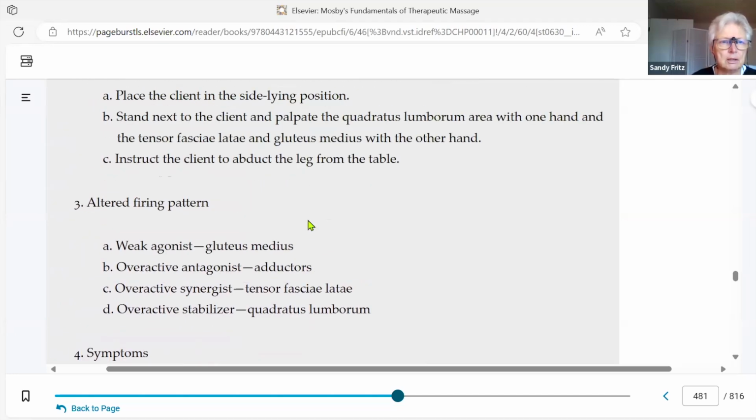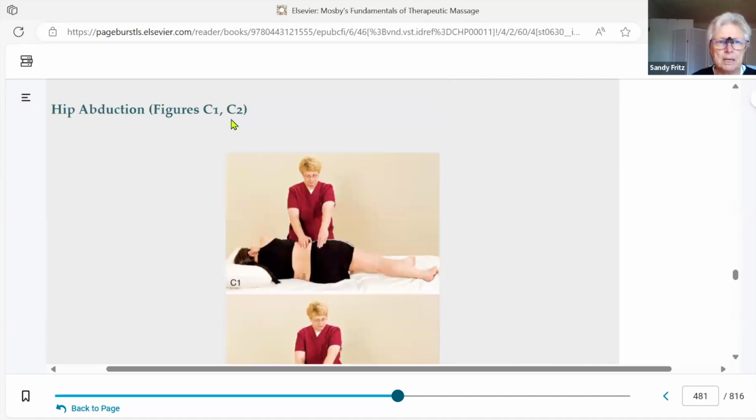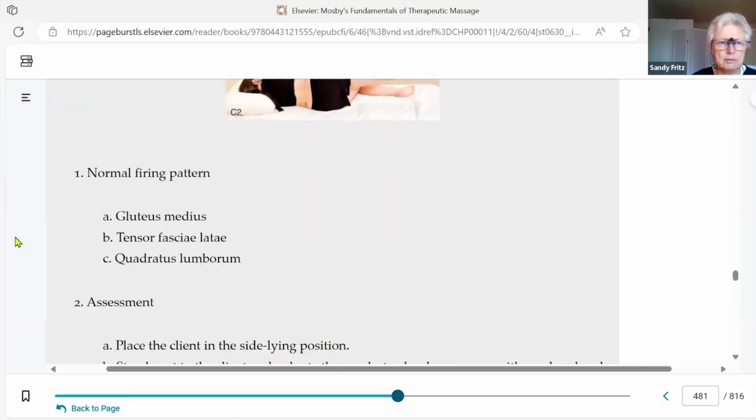Let's look at the firing for hip abduction. These two pictures right here. This is what should happen. You palpate and ask them to produce the movement, which is to just bring the leg up a little bit. And you should feel gluteus medius and tensor fasciae latae kind of engaging at the same time. And then quadratus lumborum comes in after these two have brought the leg up. And then to tip the pelvis, that's what the quadratus lumborum does. To increase that abduction, the pelvis tips.